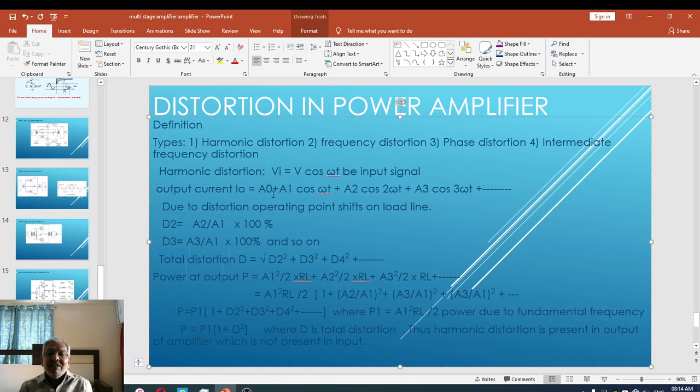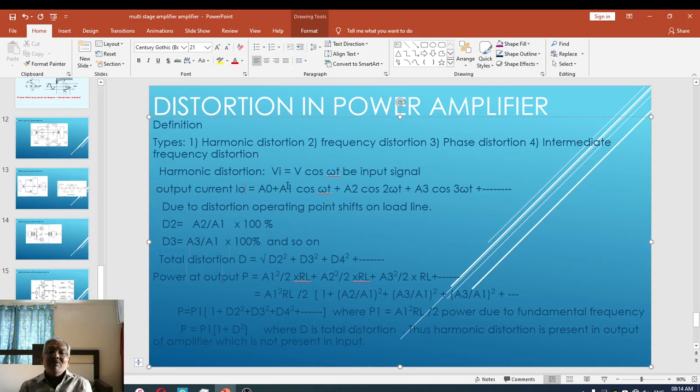A0 is the fundamental frequency component. A1 cos of omega t is the first harmonic. A2 cos of twice omega t is the second harmonic. A3 cos of thrice omega t is the third harmonic.